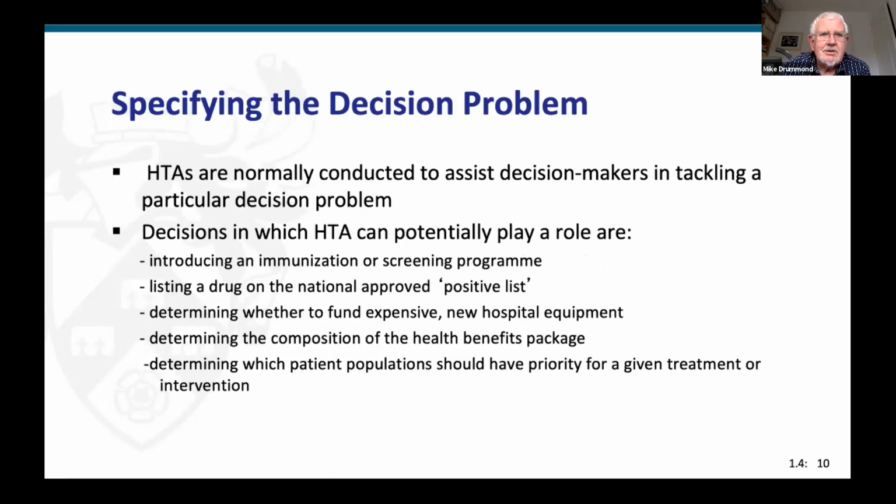So in terms of specifying the decision problem, the kinds of decisions that HTA could potentially play a role in are obviously introducing a new immunization or screening program, listing a drug or any technology on a nationally approved positive list for reimbursement, determining whether to fund expensive new hospital equipment, determining the composition of the health benefits package whenever that's being renewed, and determining which patient population should have priority for a given treatment or intervention.